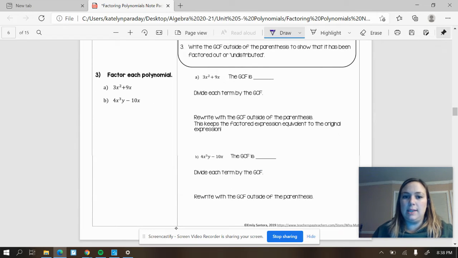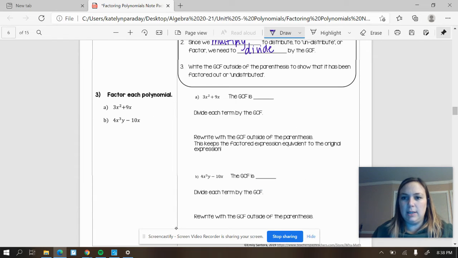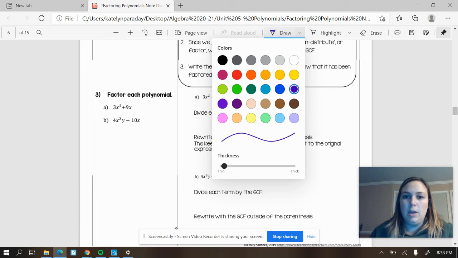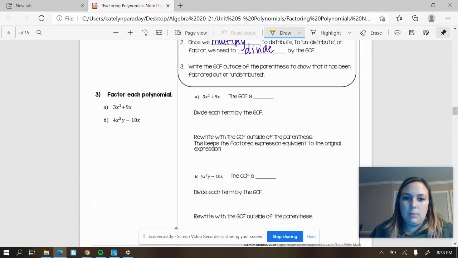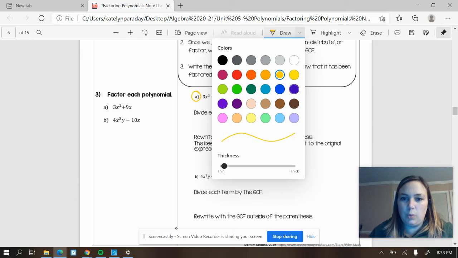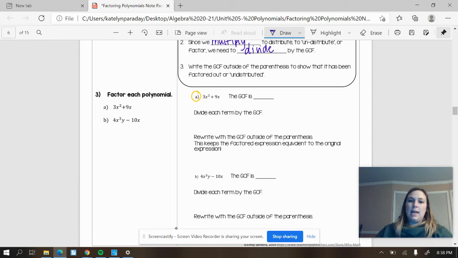So let's take a look at example A here. Oh, the highlighter doesn't work. Example A, we have 3x squared plus 9x.